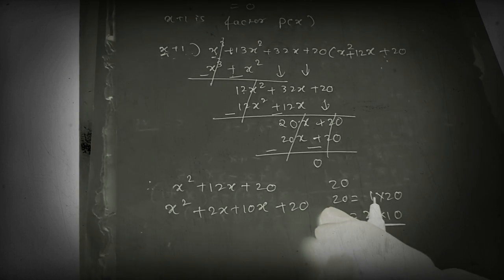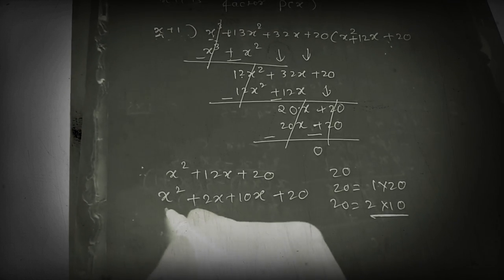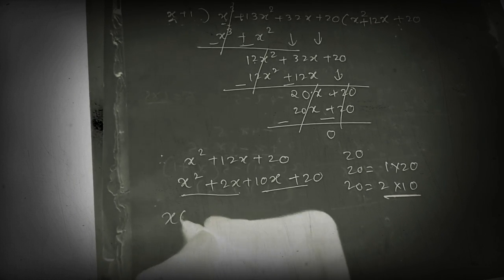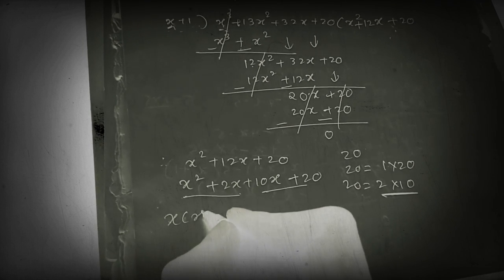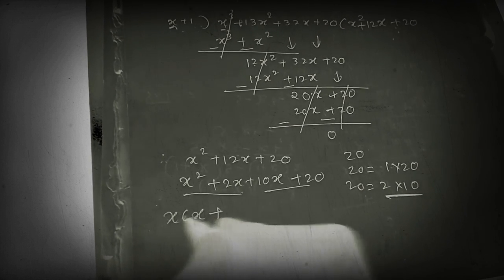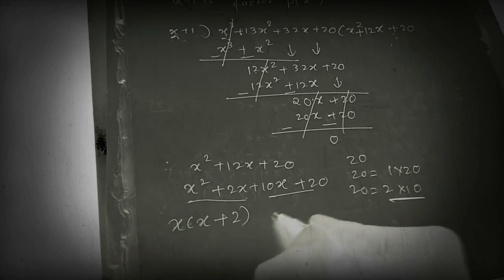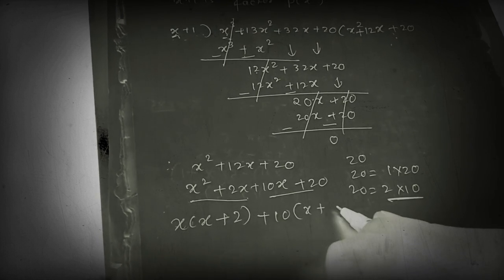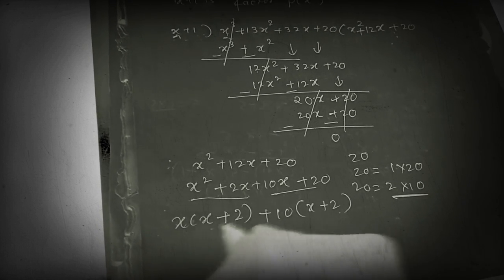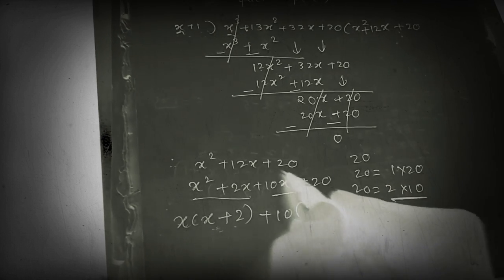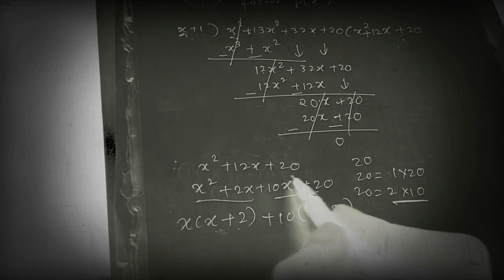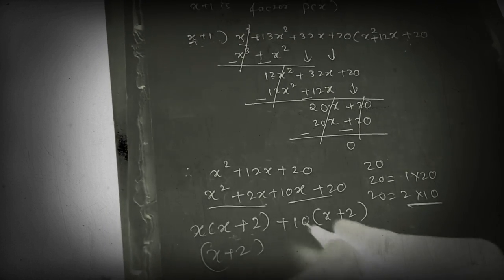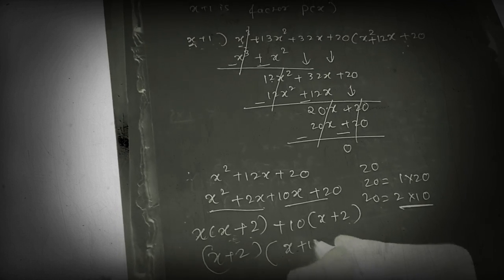Now we have 4 terms, so we have to make pairs with common factors. Here x is common, so make a pair, and here another pair. x is common, the remaining x stays inside the bracket, plus 2. Here 10 and 20, 10 is common, so x will remain, 10 2s are 20. So see here, you will get the same brackets. If you have chosen these factors correctly and your adjustment is correct, then you will get the same factor. So x plus 2 is common, and x plus 10 will remain in the bracket.